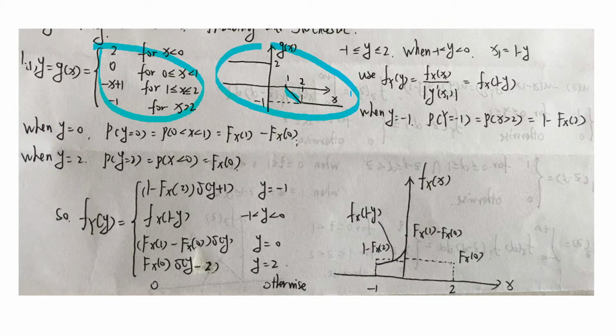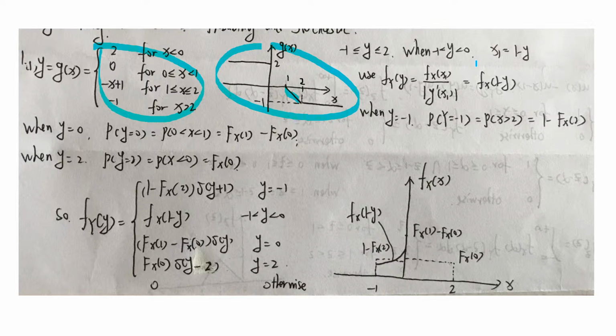So we can tell from this diagram here, the range of y is from negative 1 to 2. So when y is located on the other side of the range between negative 1 and 2, f_Y(y), the probability density function of y, should be 0. So let's discuss this problem in several different circumstances here.